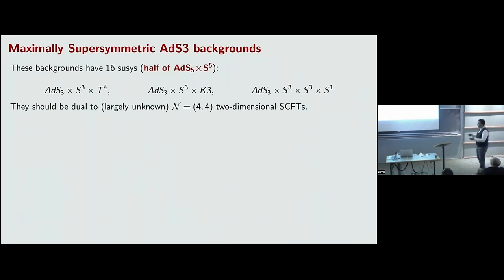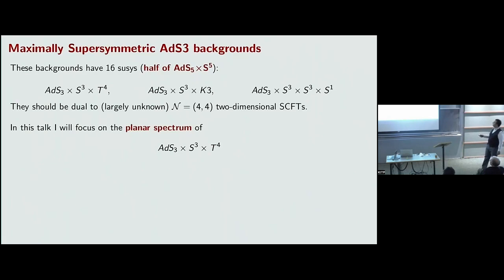It is known that they are dual to some two-dimensional conformal field theory with N equals (4,4) supersymmetry, but the details of how this map works are in general quite mysterious still. And in this talk, I will talk about the planar spectrum of this simplest case of AdS3 cross S3 cross T4.